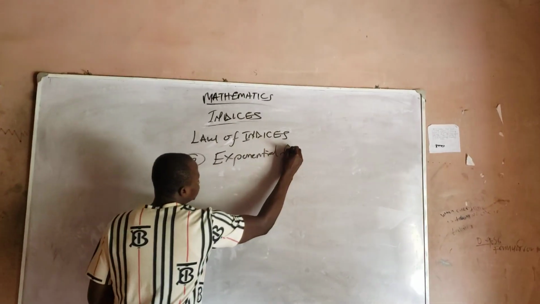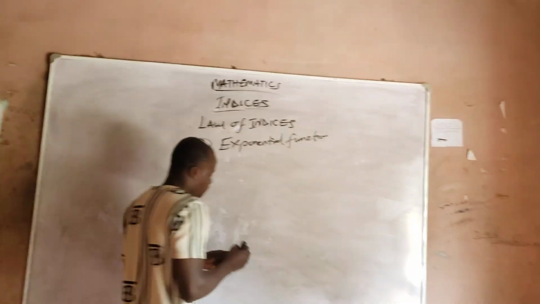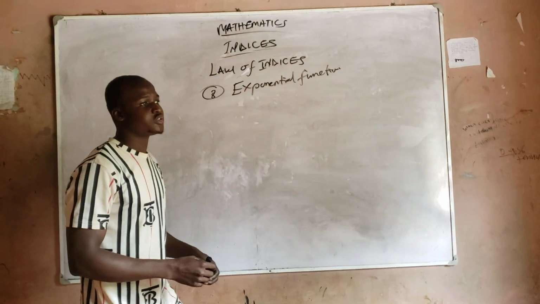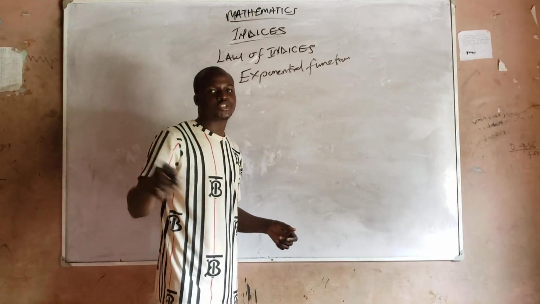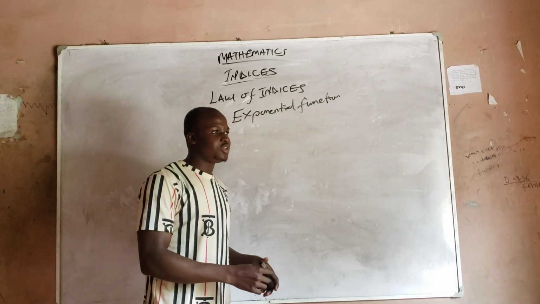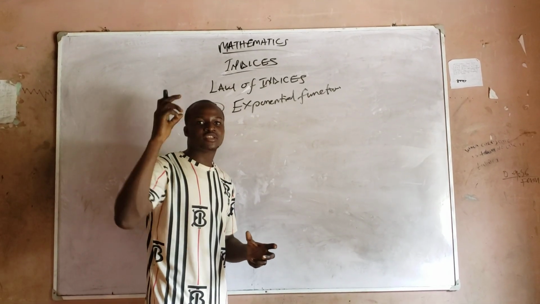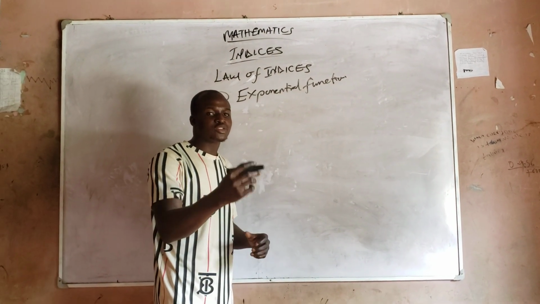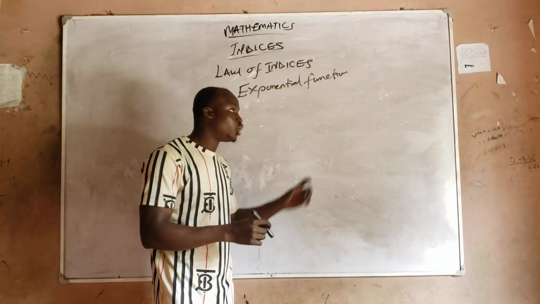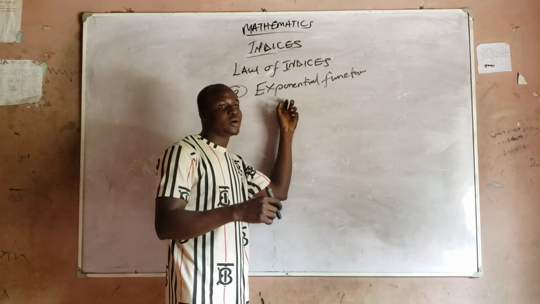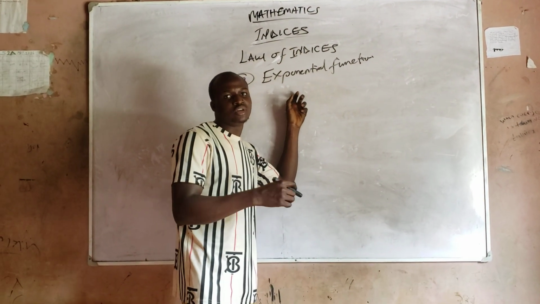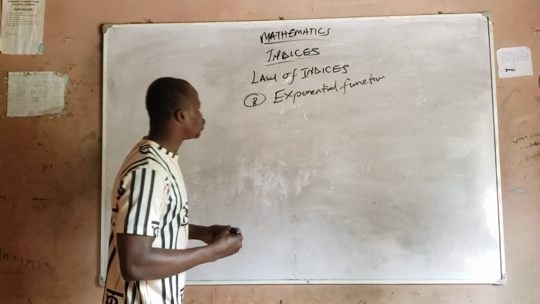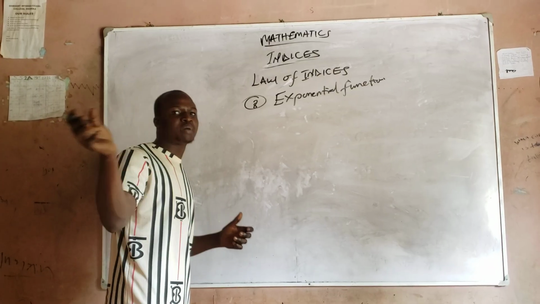Exponential function. Yes. Now, this is one of the laws of indices that deals with index forms of perfect squares. So it deals with the index form of what? Perfect squares. The reason why I'm splitting this into segments is so that learners gain massive understanding of these laws. It's not just about teaching, it's about understanding. So now let's continue. Exponential function deals with the index forms of perfect squares.